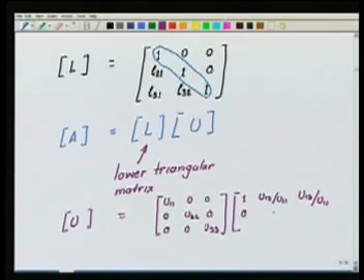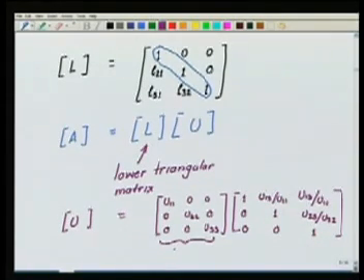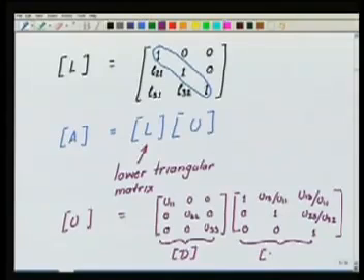Here 1, U23 by U22, 0 0 1. This I am going to call a diagonal matrix D. You see that what I have done is I have simply taken the diagonal entries and written them in a diagonal form here, and if I now multiply I should get back my U. This matrix I am going to call U bar.